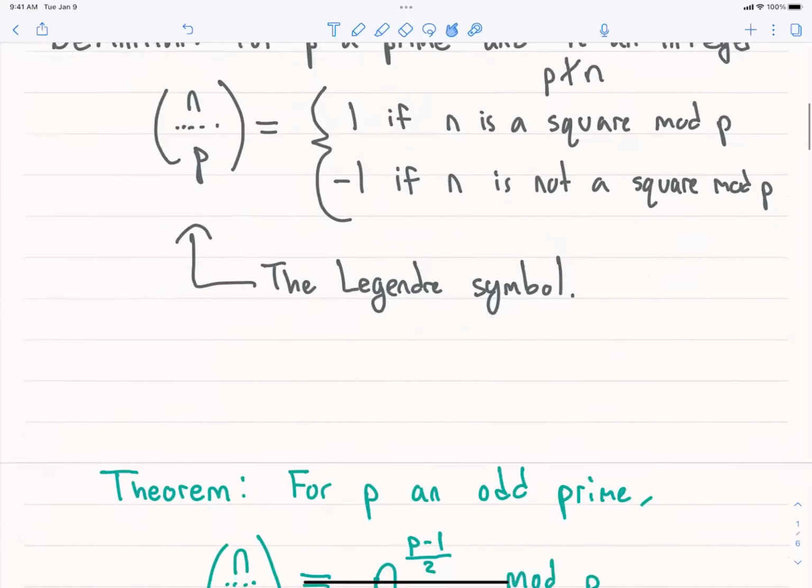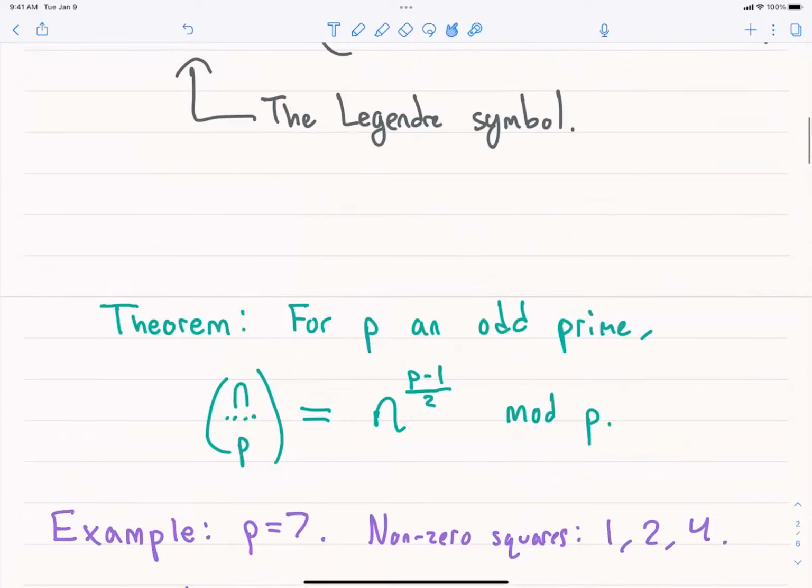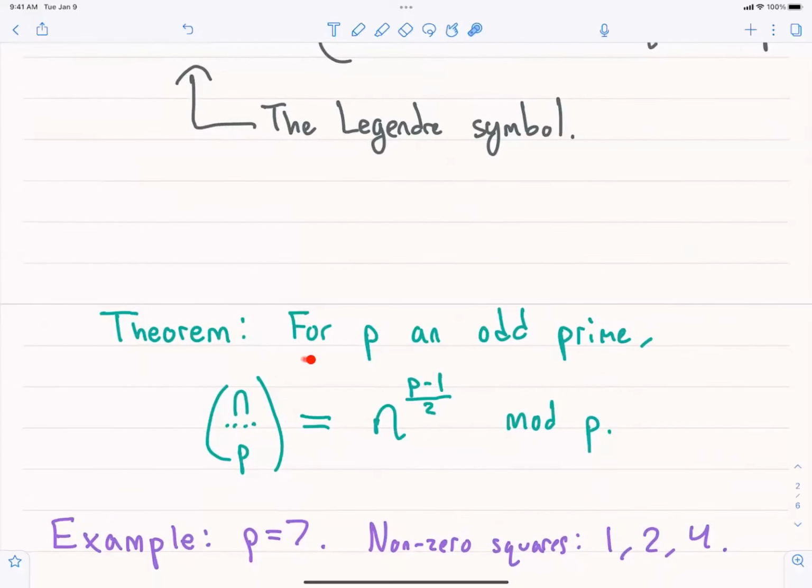And so the formula is as follows. p is an odd prime, and n is anything not divisible by p, just like in the definition of the Legendre symbol. Then it turns out the Legendre symbol of n over p is equal to n to the (p minus 1) over 2 mod p. In a second, we'll see why this is always plus or minus 1 mod p.